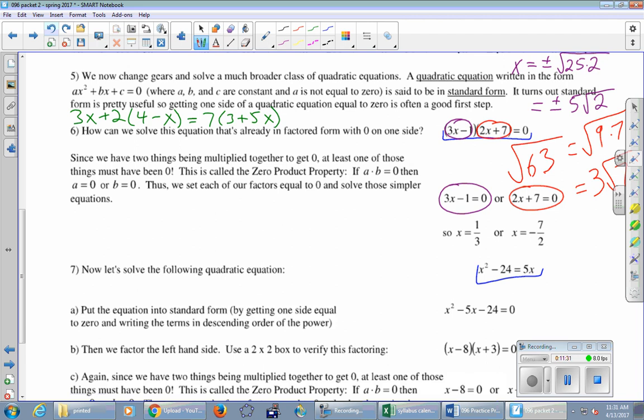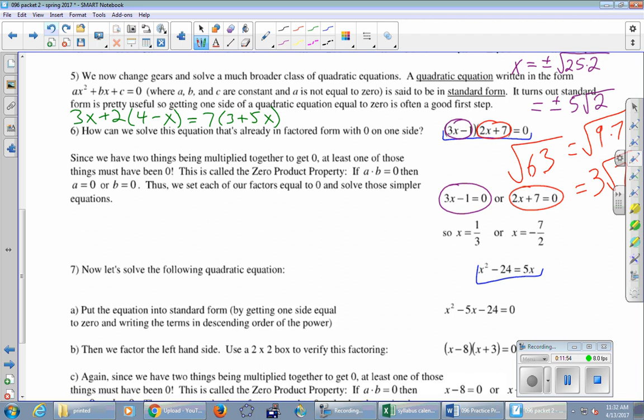So in this case, add 1, divide by 3, we get a third. Over here, what do we do first? Subtract 7, divide by 2, negative 7 halves. Those are your answers. x equals 1/3, x equals negative 7 halves. Done. Okay? So what made this easy was two things. One, it was a 0, and two, it was two things multiplied.